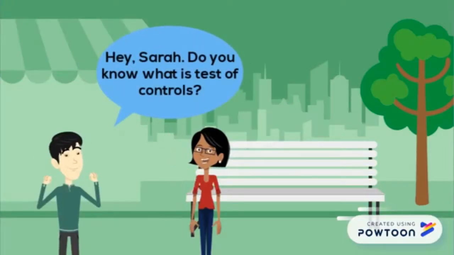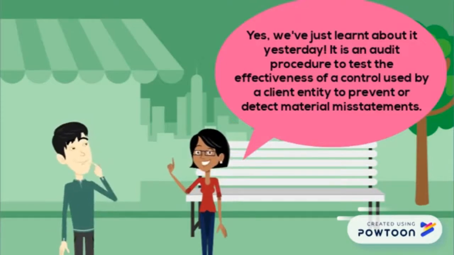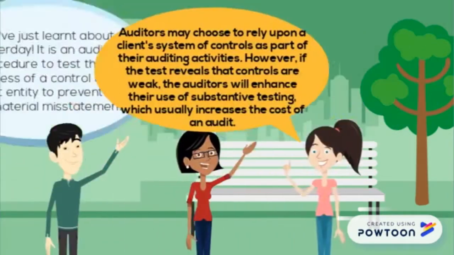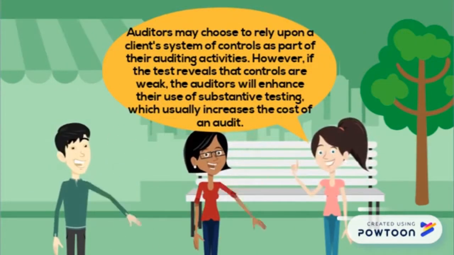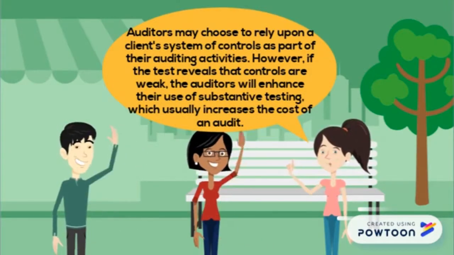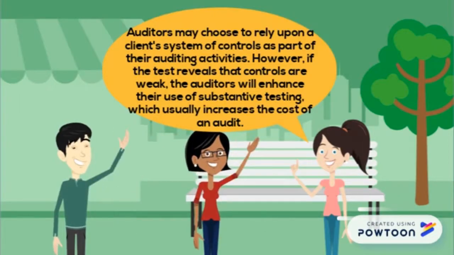Hey, Sarah. Do you know what test of controls is? Yes, we have just learned about it yesterday. It is an audit procedure to test the effectiveness of a control used by a client entity to prevent or detect material misstatements. Auditors may choose to rely upon a client's system of controls as part of their auditing activities. However, if the test reveals that controls are weak, the auditors will enhance their use of substantive testing, which usually increases the cost of an audit.